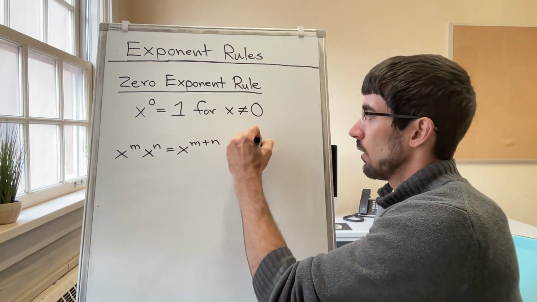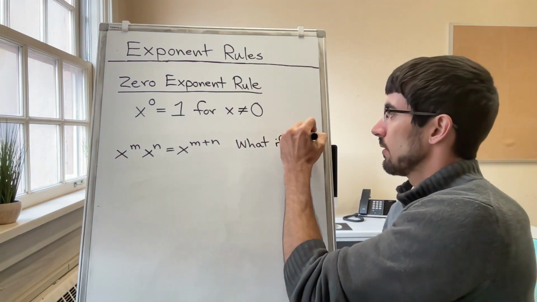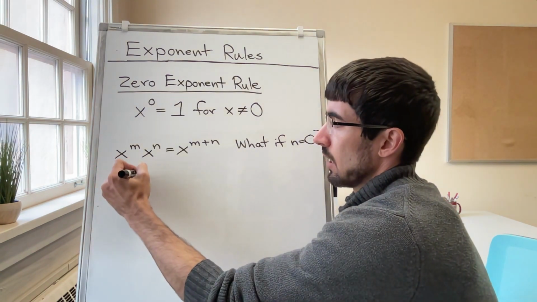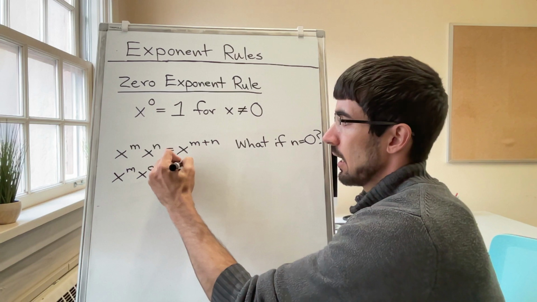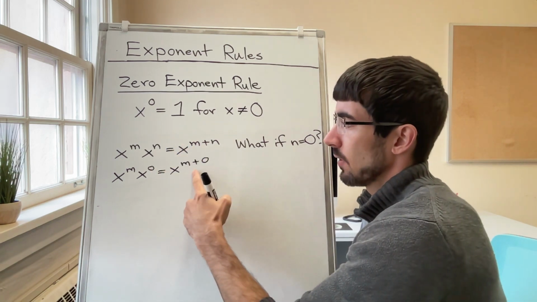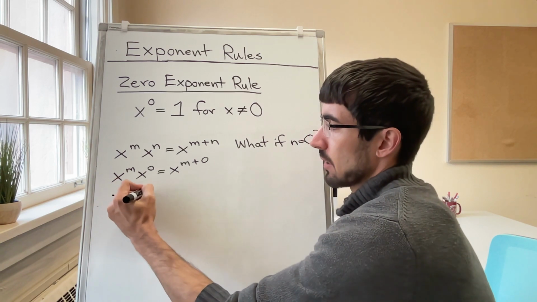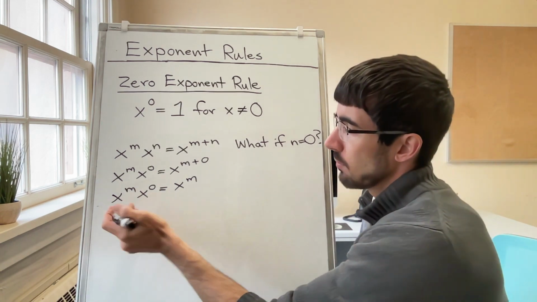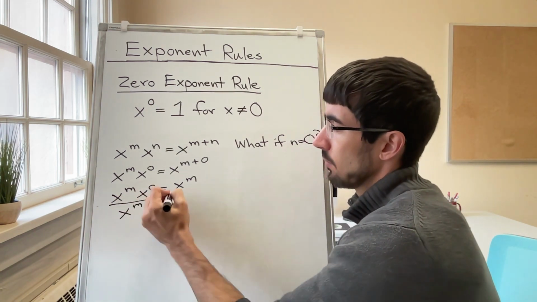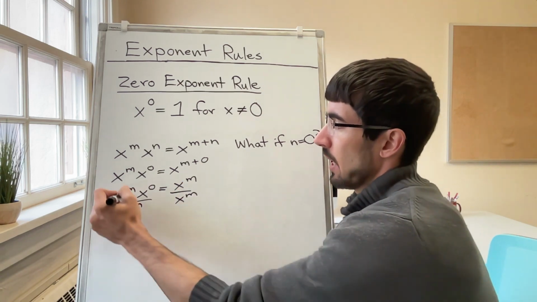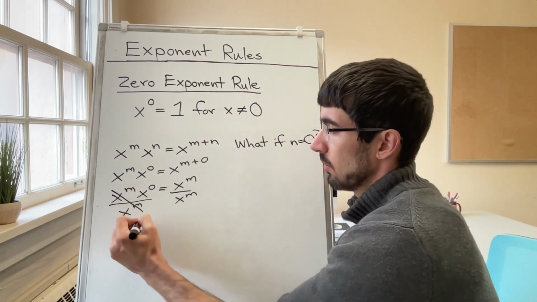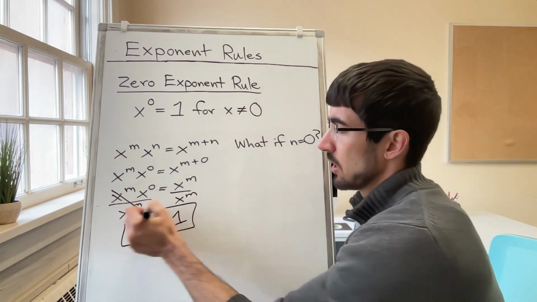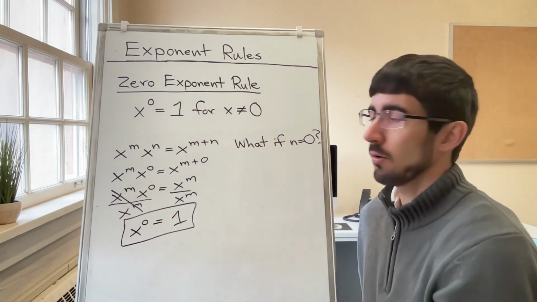Well, let's ask this question. What if n equals 0? So let's plug in n equals 0 here. x^m times x^0 equals x^(m+0). Or if I simplify this right side, I just get x^m times x^0 equals x^m. Now I could divide both of these by x^m. What do I have? On the left side, I just have x^0, and on the right side, I just have 1. So we arrive at the conclusion x^0 equals 1. That's the zero exponent rule.